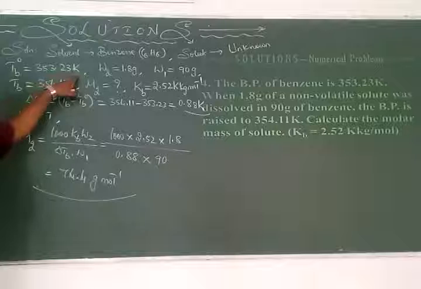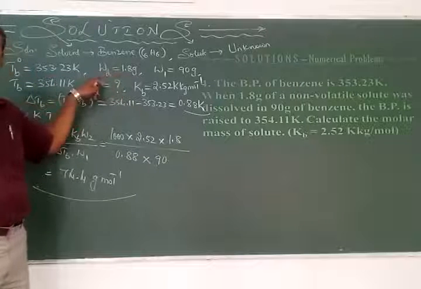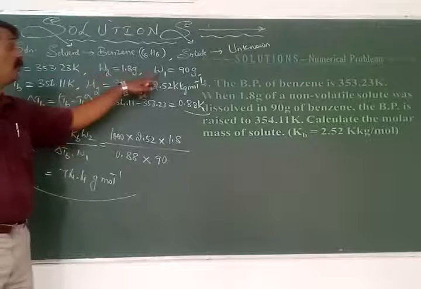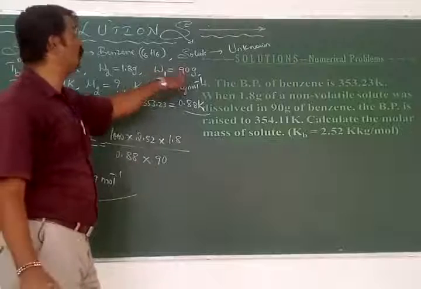353.23 in terms of Kelvin. Then I add how much solute? 1.8 grams of a solute. Solute means it is W2. To how many grams of solvent? 90 grams of solvent. Solvent means it is benzene. Therefore W1 is equal to 90 grams.